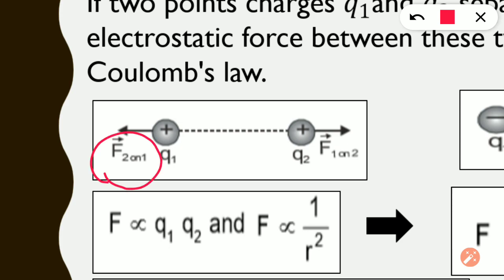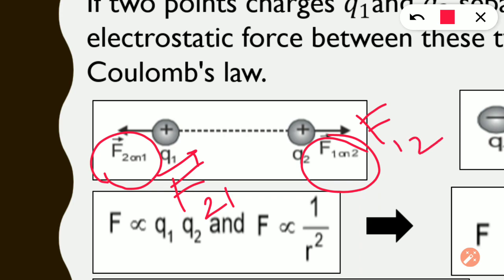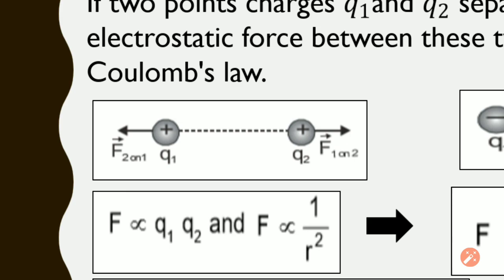Like F2 on 1, F1 on 2. Sometimes we write F21 like this, sometimes we write F12. It is just a name, given to recognize which force we are talking about, right? It is just for recognition purposes, but in magnitude they are always equal. This force and this force are always equal, right? Okay, I think it's okay now.